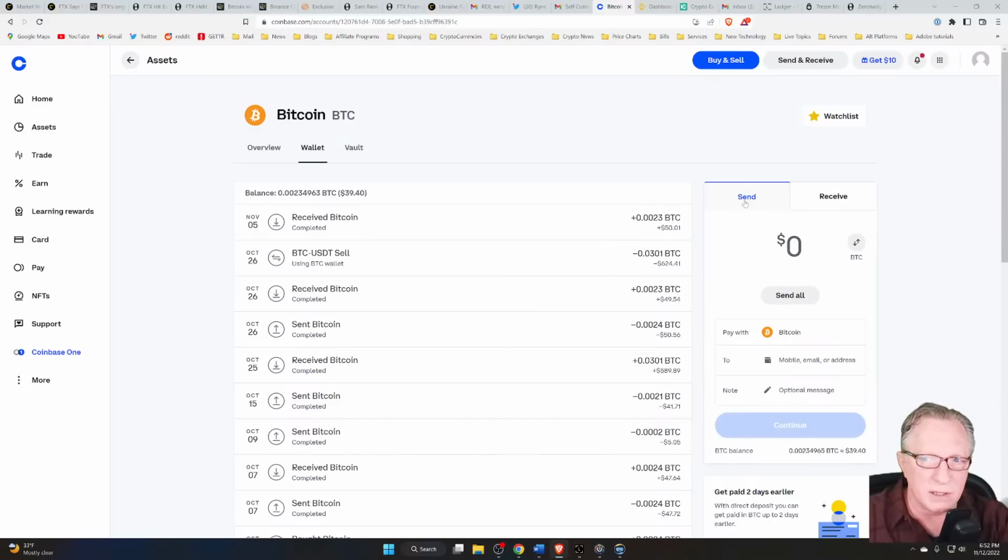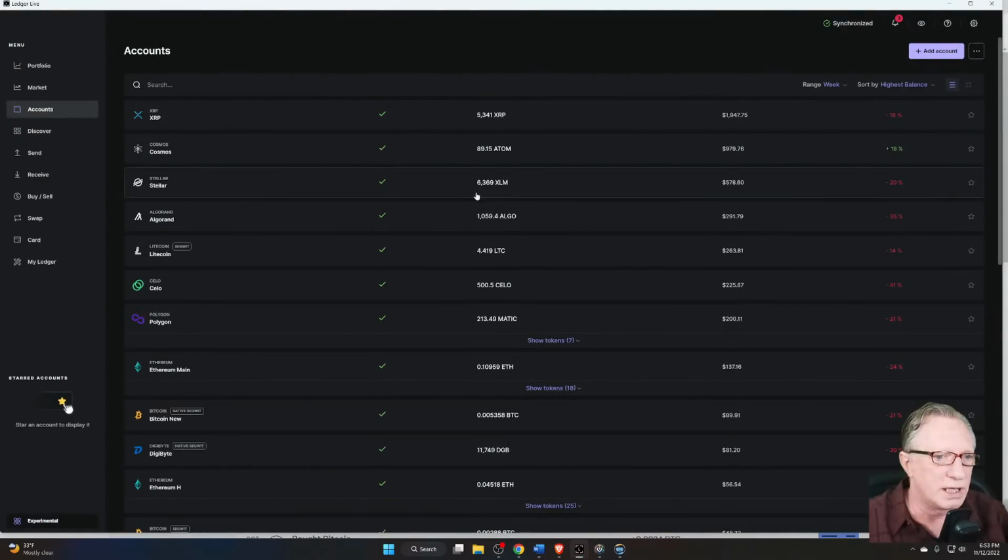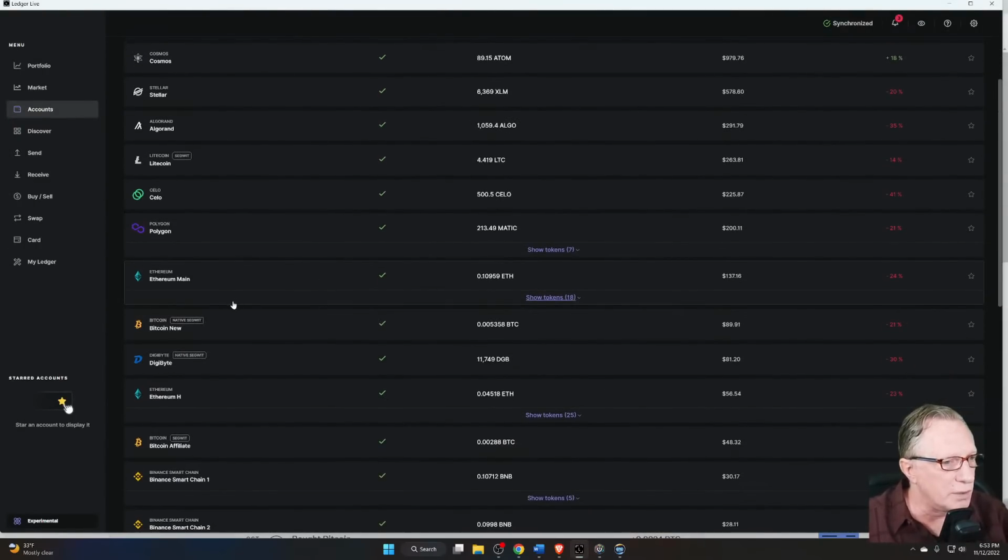Pardon me, Coinbase uses the term send and receive. Other exchanges use deposit and withdraw. But send is equivalent to a withdraw, right? I'm going to send my Bitcoin somewhere else, right? So what I want to do is send my Bitcoin into my own Bitcoin wallet.